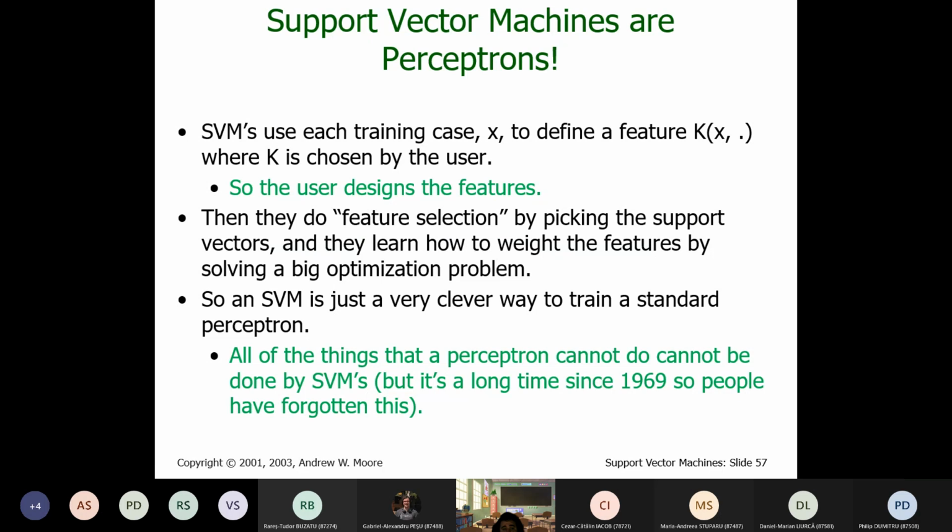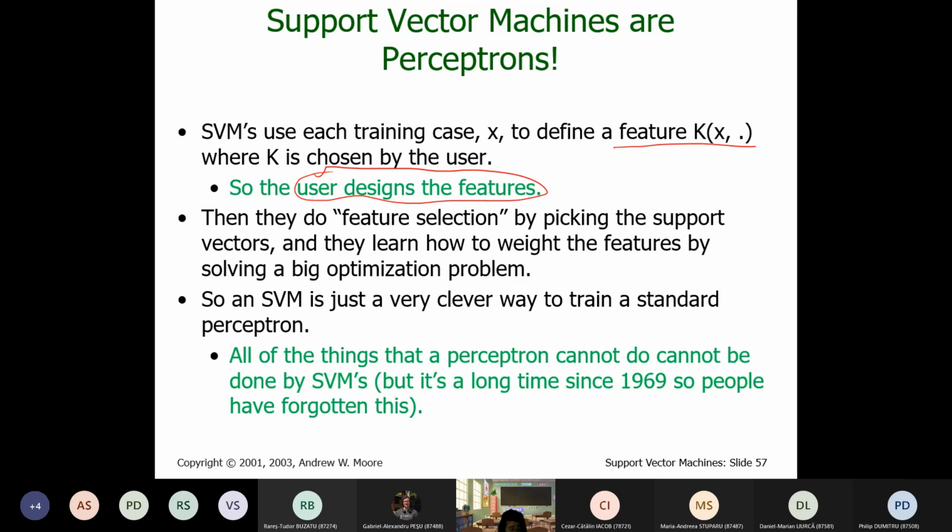We talk about what they can do now. We'll talk about what are the problems. SVM uses each training case, but the programmer needs to define the features to be used. So actually the user is responsible for designing the features, and the performance of the SVM will depend a lot on his or her experience in designing these features, because the SVM only does feature selection.